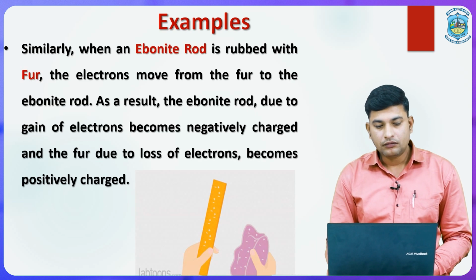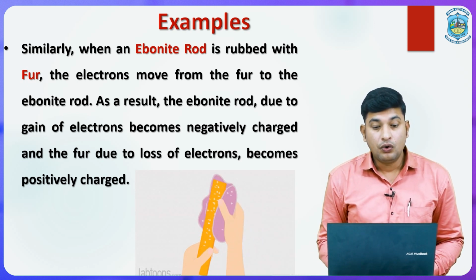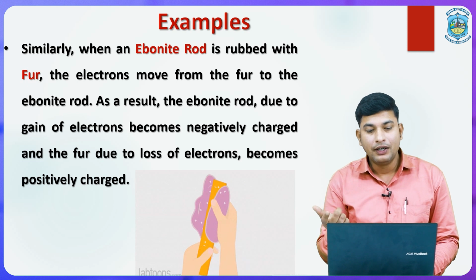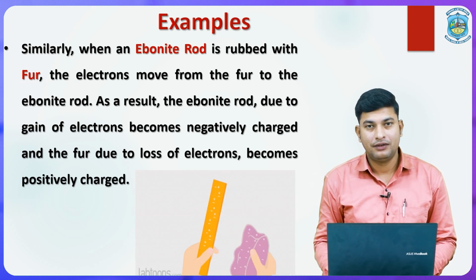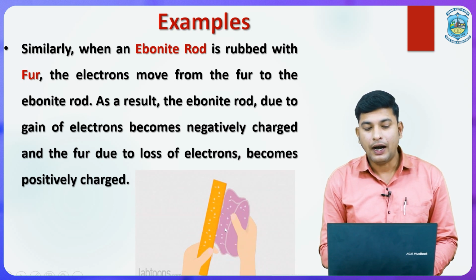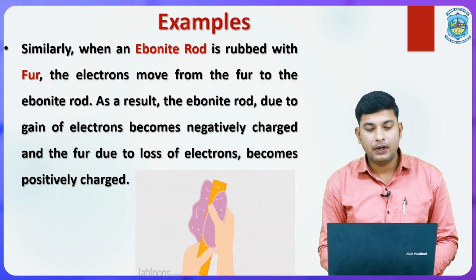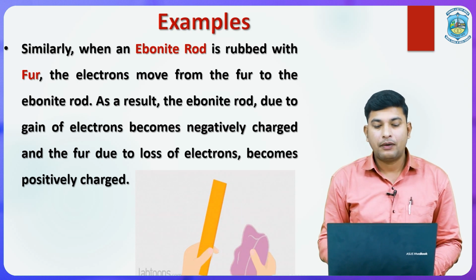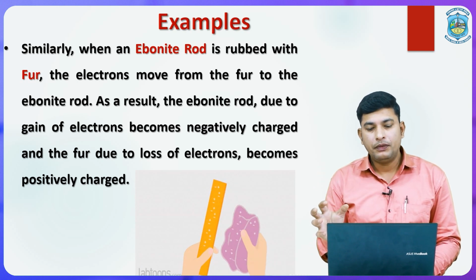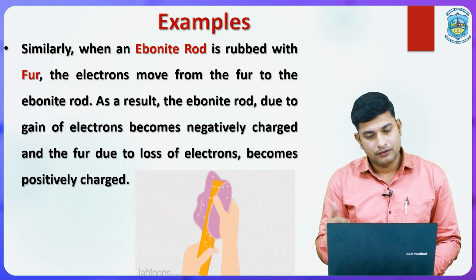Another example: when an ebonite rod is rubbed with fur, we have the reverse phenomenon. The electrons from the fur will travel towards the ebonite rod. See, this is the fur, the person is rubbing on it, and the additional electrons go to the rod. Because of this, the ebonite rod will become negatively charged and the fur will become positively charged because of the lost electrons. All right.